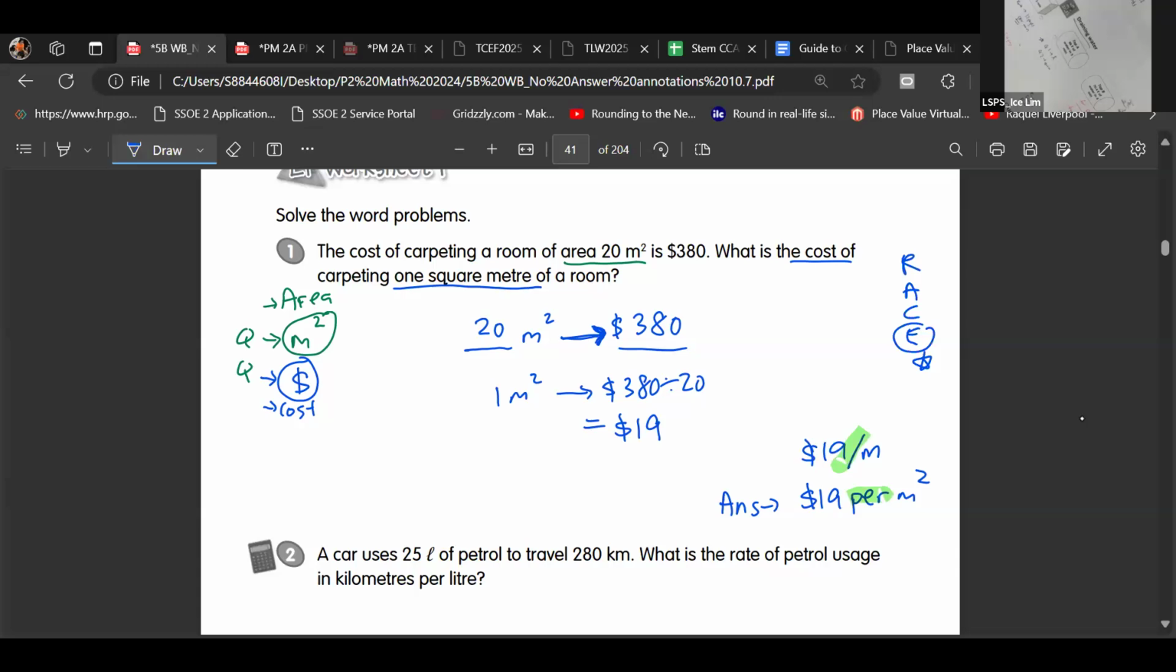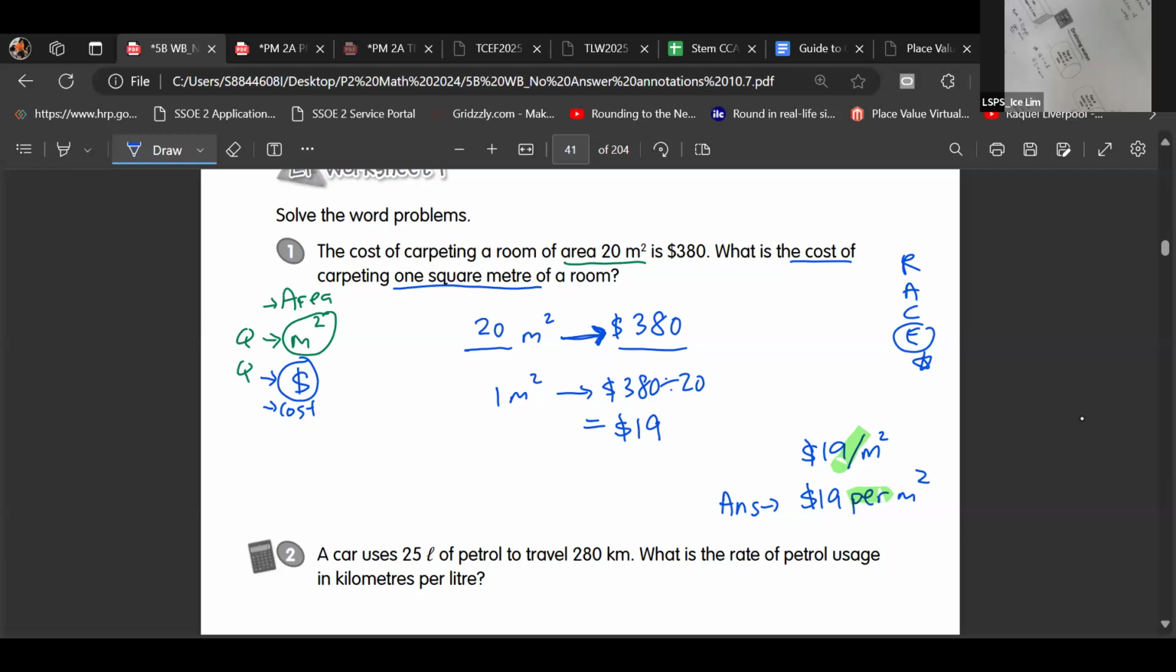The unit of measurement is the dollar sign, the slash, the meter, the square meter. Or dollar sign 19 per square meter. Okay?